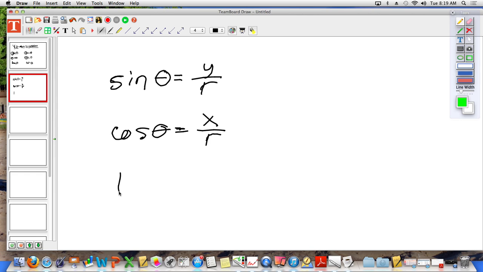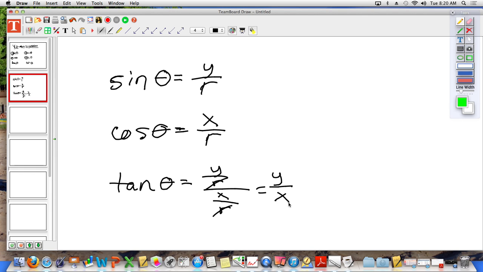So the tangent of theta was equal to, remember, the sine value divided by the cosine value. If I take the sine value and divide it by the cosine value, remember the r's are going to cancel out. So we have y over r divided by x over r. The r values cancel out. What are you left with? X over y. You mean y over x, right?